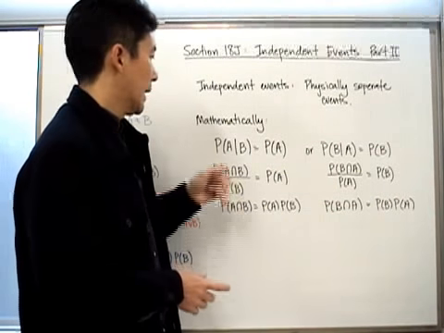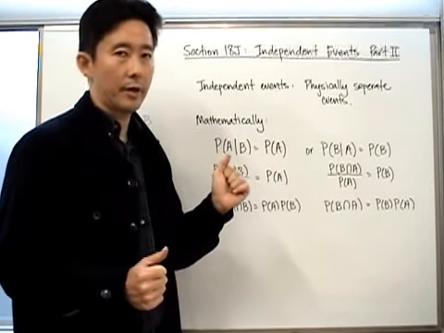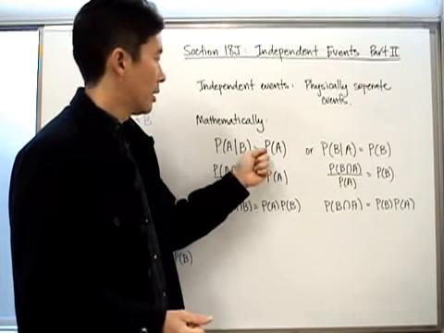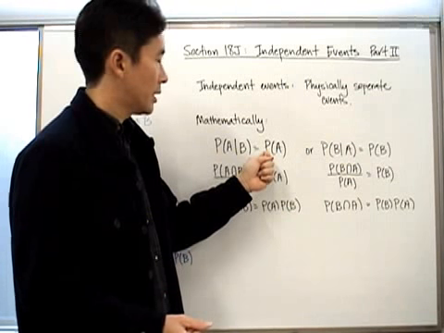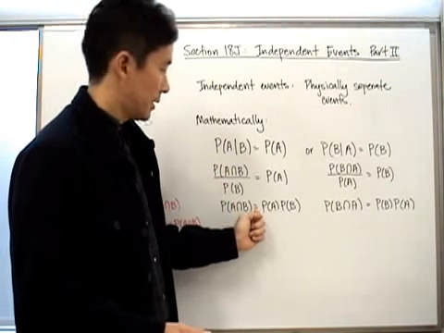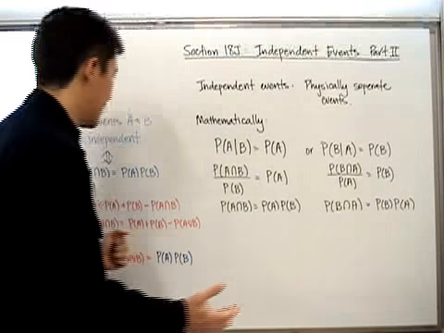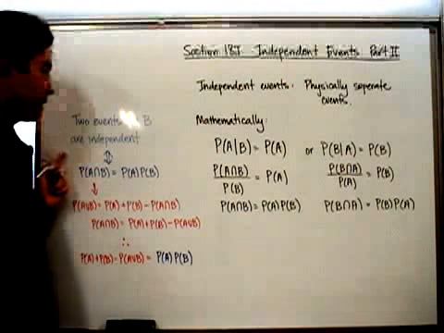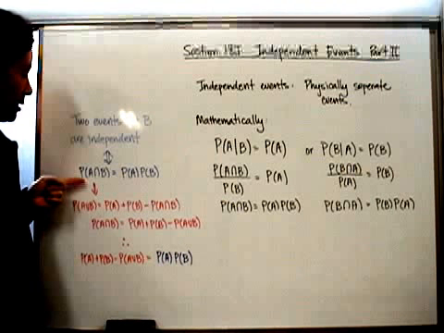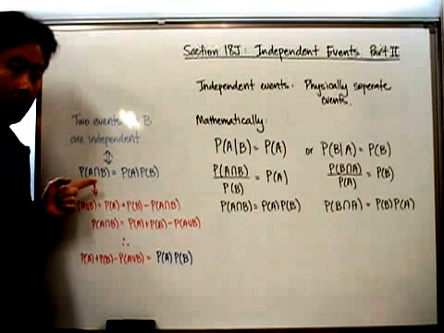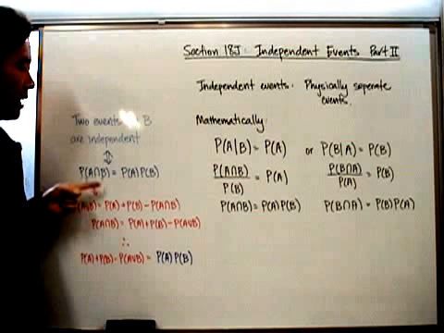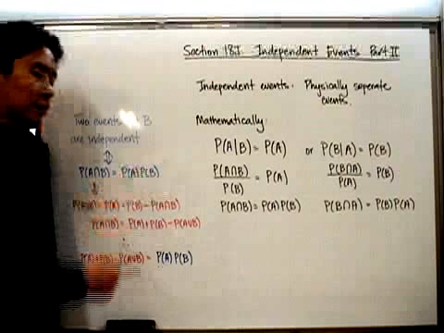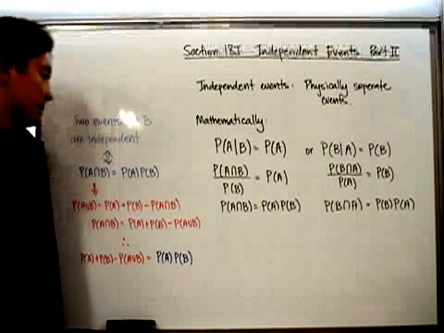So now that we know how to define conditional probability, if the condition makes no difference whatsoever, and we can say that those two events are independent, then the result that comes out is this. So two events A and B are independent if and only if the probability of A intersect B is equal to the probability of A times the probability of B. This is the formal mathematical definition of two events being independent.